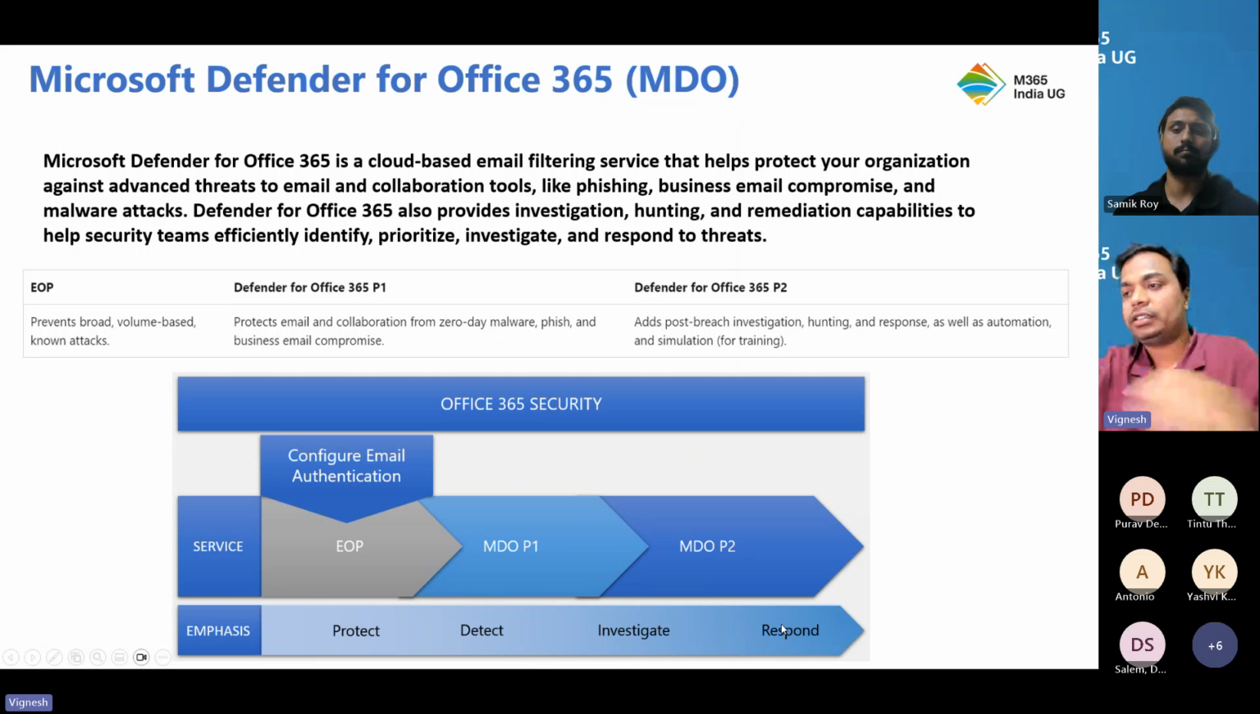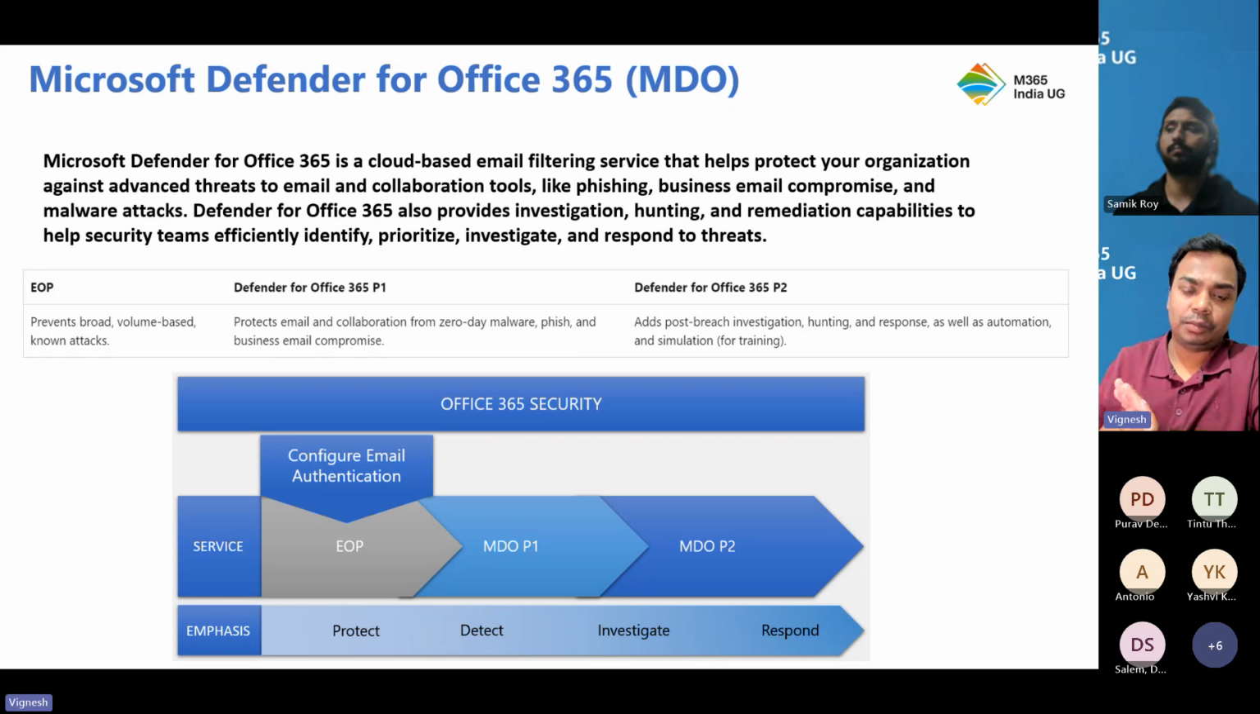So the way you need to look at this is, with EOP, it's only the protection that you get. When you have the MDO plan one, you get protection and also detect. With MDO plan 2, you get all these four. Right. I'll stop with this here. I don't want to deep dive into this product at this very moment. As I said, we have proper webinar sessions planned for this. We'll talk in detail about that later.